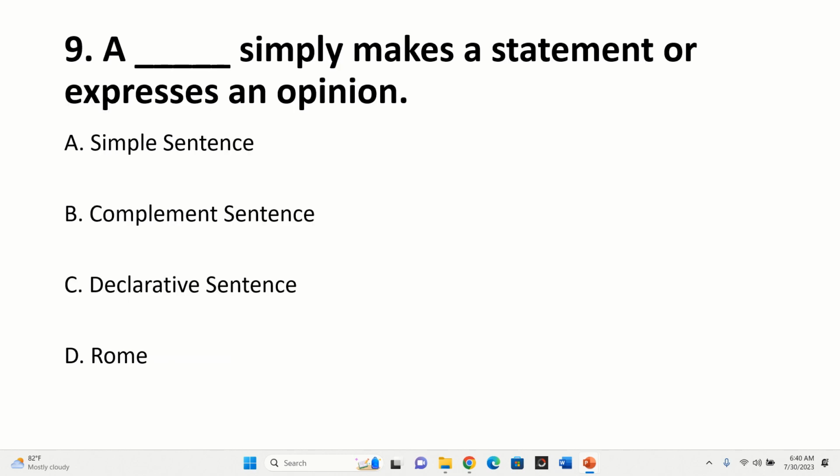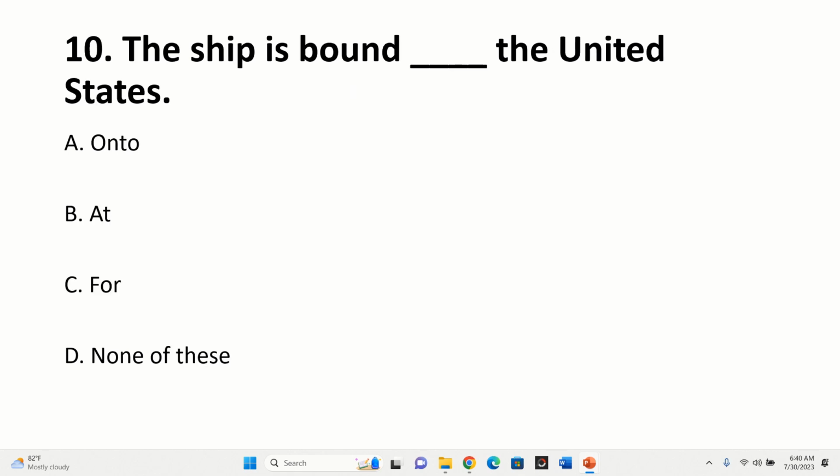A dash simply makes a statement or expression or expresses an opinion. And answer is C. Declarative sentence. The ship is bound dash the United States. Right answer is C. For.